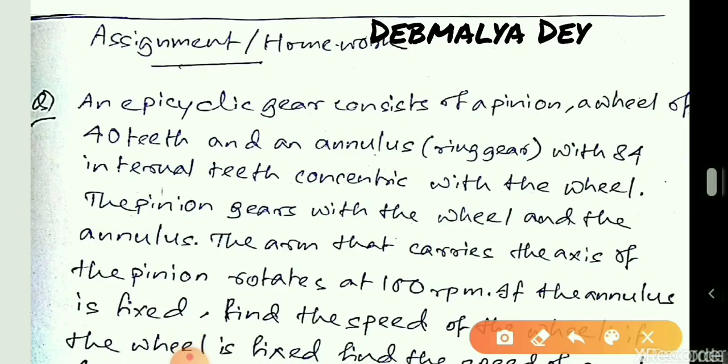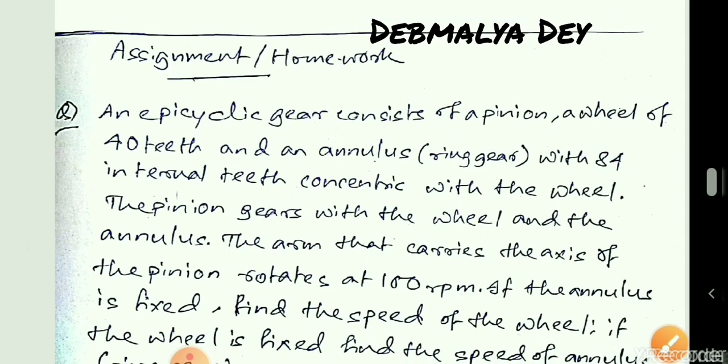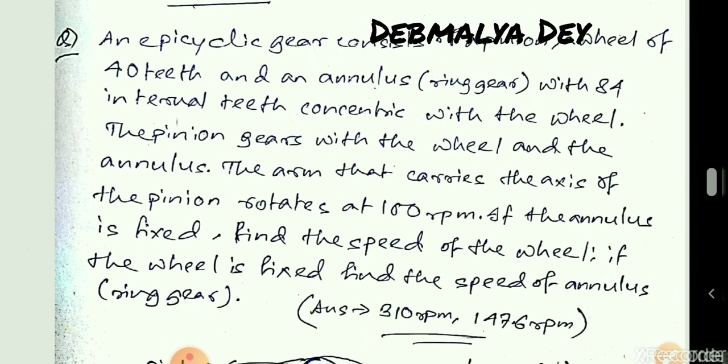So in this video I'll try to explain the sum which I have given you as an assignment from the chapter gears. The sum says an epicyclic gear consists of a pinion, a wheel of 40 teeth, and an annulus or ring gear with 84 internal teeth concentric with the wheel. The pinion gears with the wheel and the annulus. The arm that carries the axis of the pinion rotates at 100 rpm. If the annulus is fixed, find the speed of the wheel. If the wheel is fixed, find the speed of the annulus.